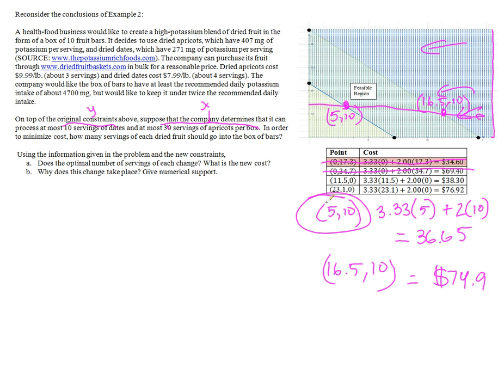So the best option is that the number of servings of each should be 5 and 10, given this new constraint, so that we process at most 10 servings of dates and at most 30 servings of apricots per box, but we also meet the other constraints. Why does this numerical change take place? Well, because we've removed one of the corner points and we've reduced the size of our feasible region.